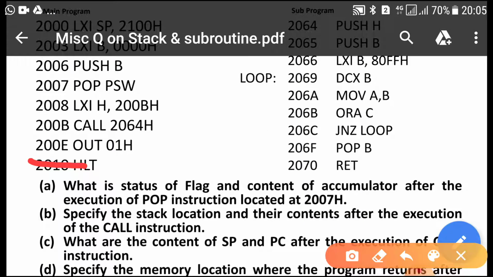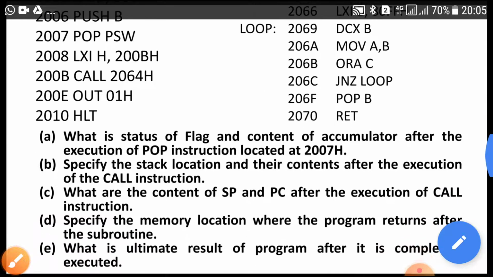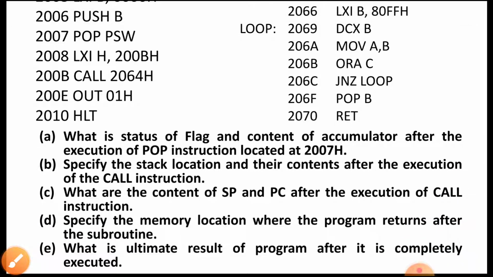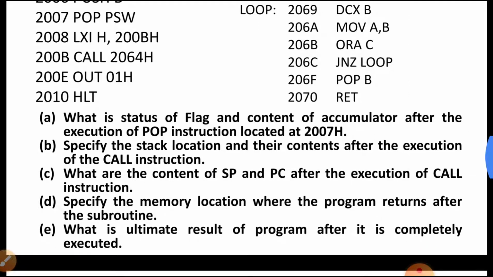What is asked in the second question is to specify the stack location and their content after the execution of the call instruction. So the answer will be: at 20FF the content will be 20, and at 20FE the content will be 0E. This is the answer of the second question. The third question is, what are the contents of the stack pointer and program counter after the execution of the call instruction?